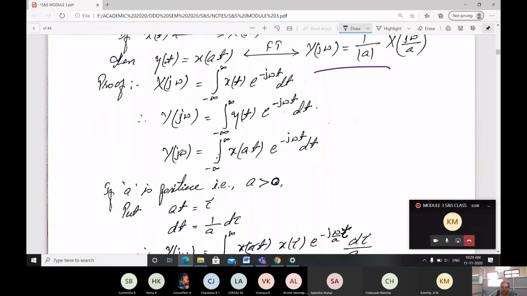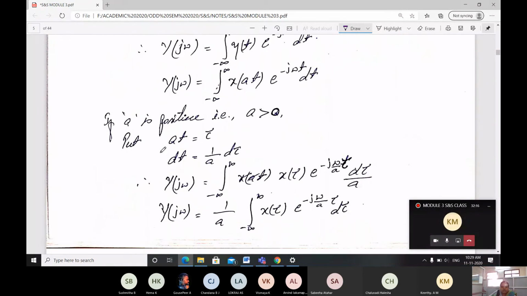Then what is our y of t? Just replace that: x of at e raised to minus j omega t dt. Here two conditions apply. If a is positive, that is a is greater than 0, put at equal to tau. Then differentiating, I will get dt equal to 1 by a d tau, taking a to the other side.